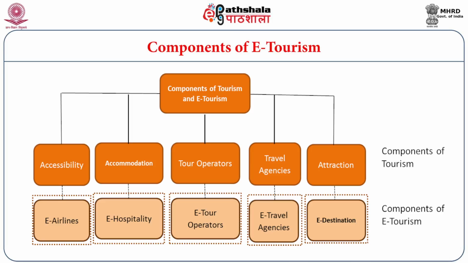So the corresponding components of e-tourism are: for accessibility, it's e-airlines; for accommodation, it is e-hospitality; for attraction, it is e-destination. For tour operators, the corresponding component of e-tourism is e-tour operators, and for travel agencies, the corresponding component is e-travel agencies. Let us now discuss each of these components.